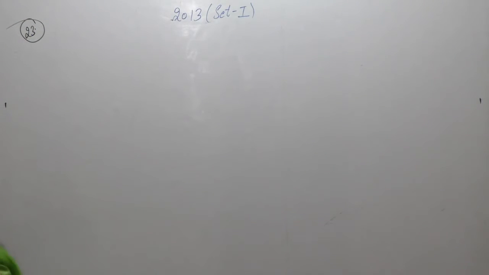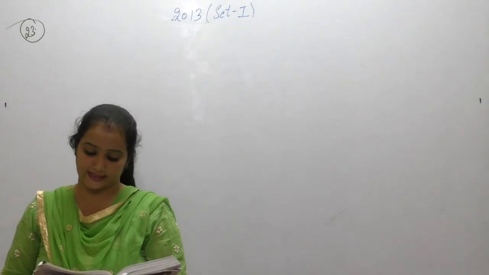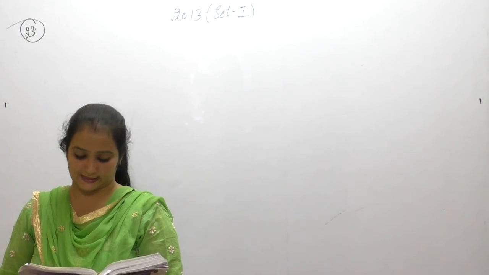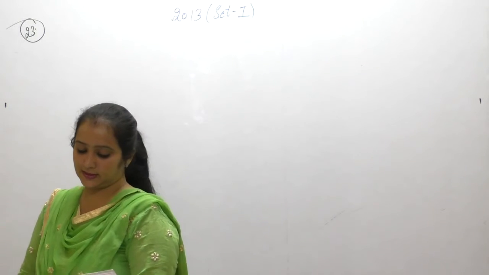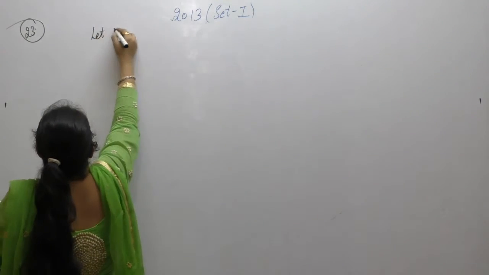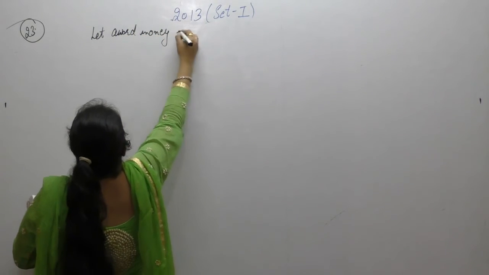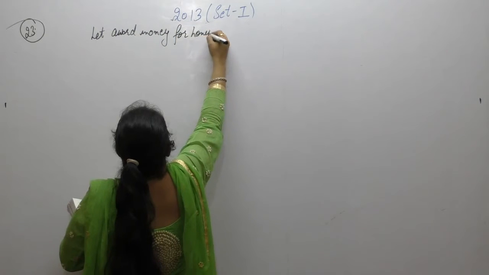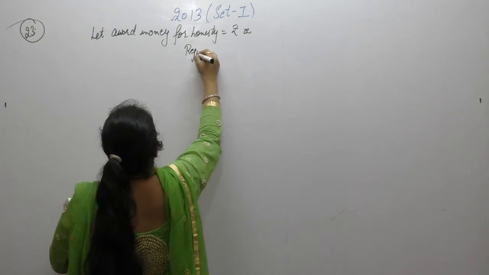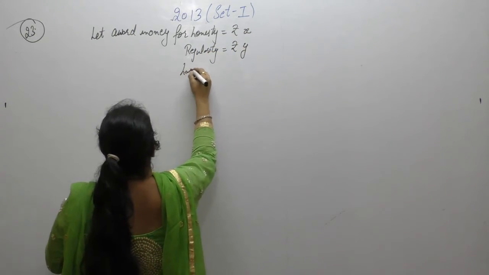Next question. A school wants to award the students for the values of honesty, regularity and hard work with a total cash award of rupees 6,000. Let the award money for honesty be rupees x, for regularity rupees y, for hard work rupees z.